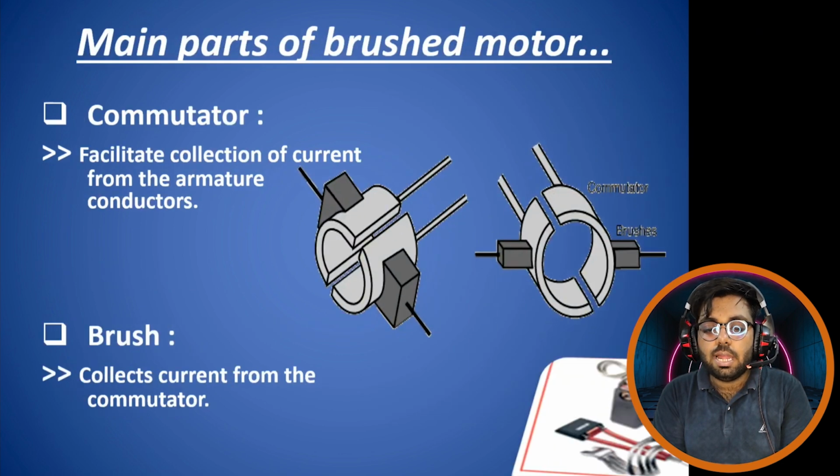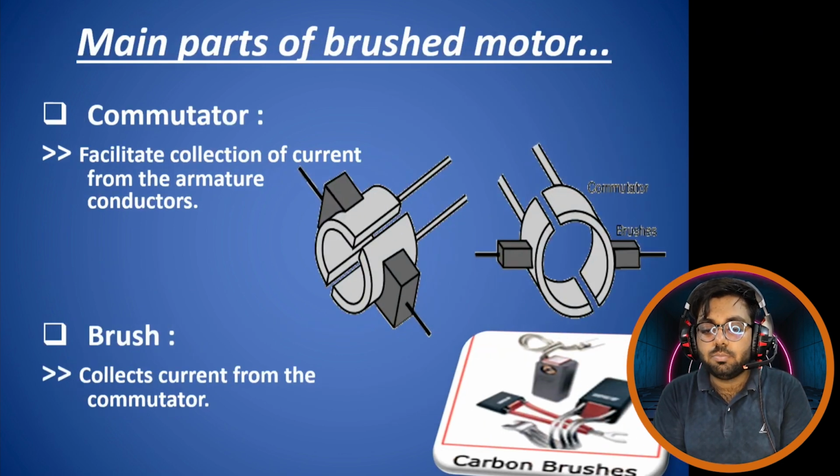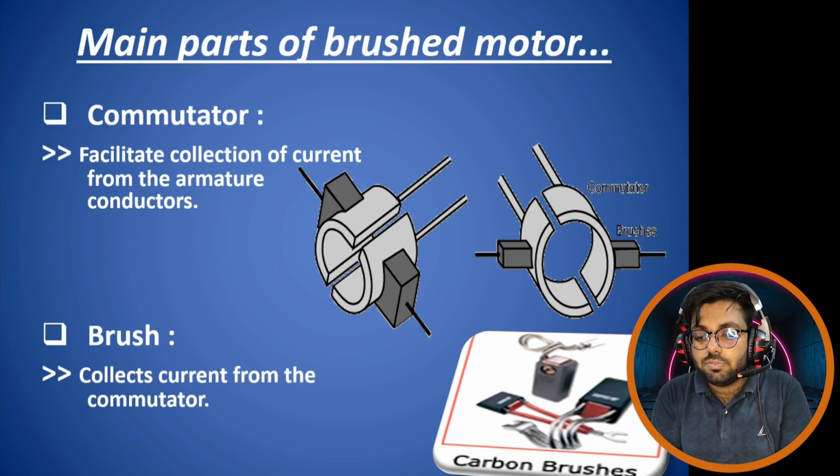Now let's look at the main parts of a brushed motor. The commutator facilitates the collection of current from the armature conductors, while the brush collects current from the commutator. These components are crucial for the operation of brushed motors, but also bring some challenges which will be addressed later.